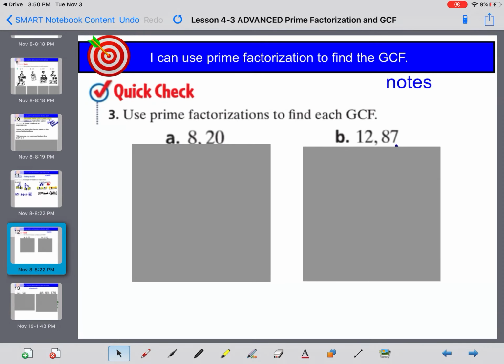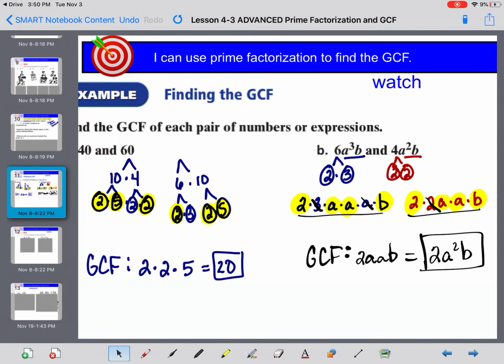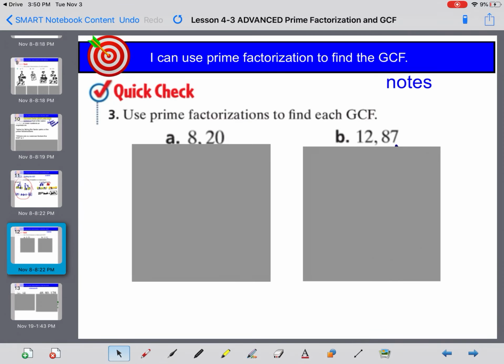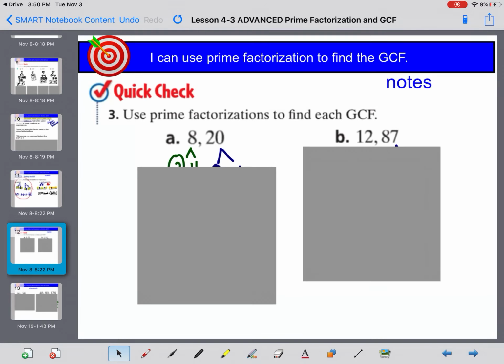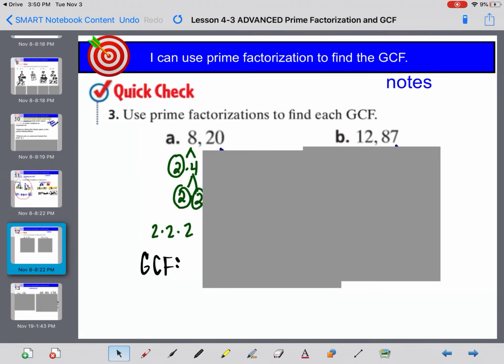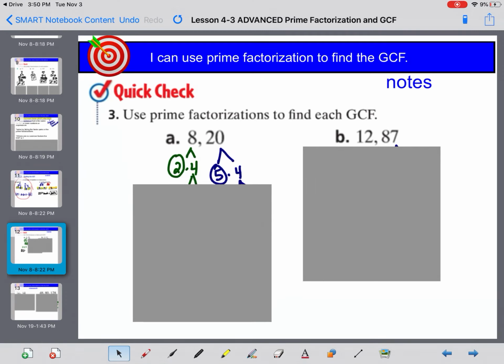Let's try these. We're going to first practice doing ones like these first with just the numbers. Let's try those. Use prime factorizations to find each greatest common factor. I'm going to walk you through this one, and then I'm going to let you pause the video and try it. 8 is the same as 2 times 4. 4 is then broken down into 2 times 2. So 2 times 2 times 2 is the prime factorization.